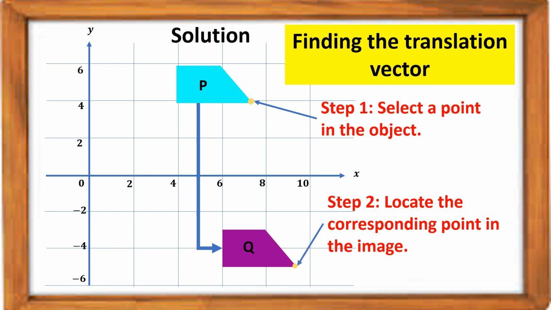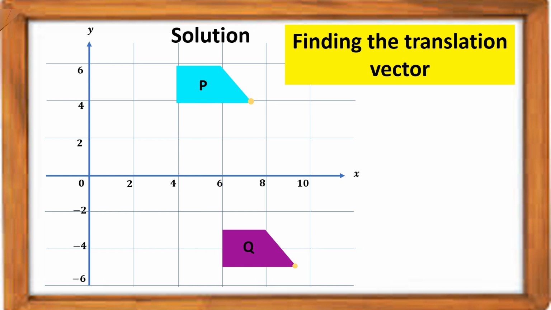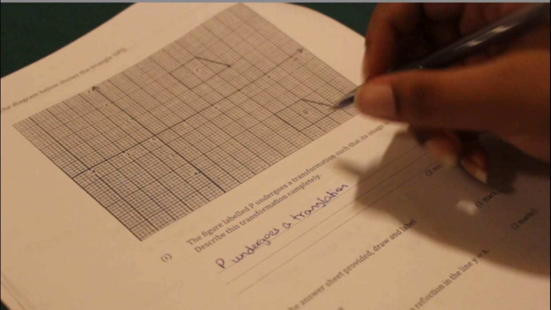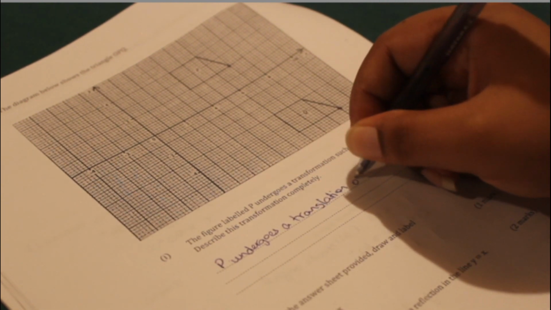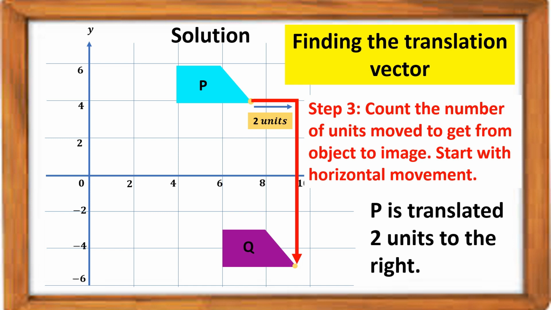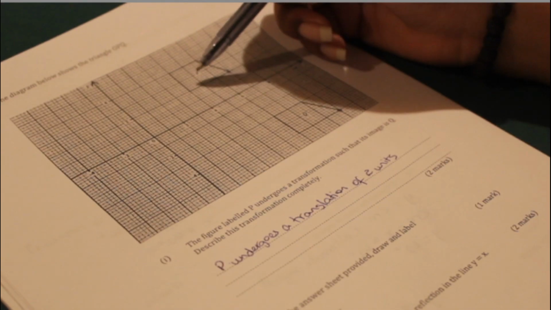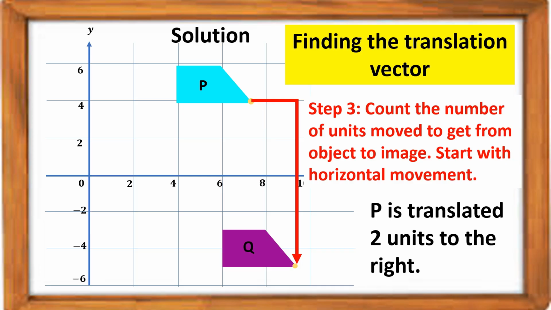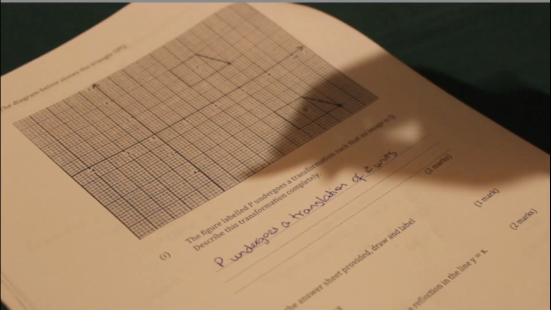Let's see. How many spaces did I move to go from this point here to this point here? We're going to look at the x-axis first. On the x-axis, let's see how many spaces we moved. We moved 1, 2. 2 units in the x direction. So we're going to write P undergoes a translation of 2 units in which direction? Did we move to the left or to the right in the x direction? We moved to the right. So P undergoes a translation 2 units to the right.